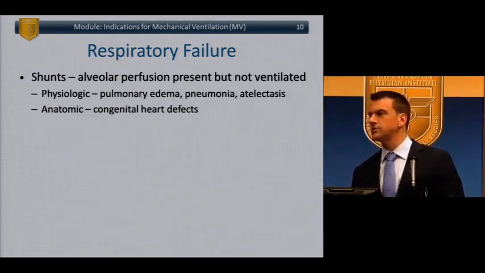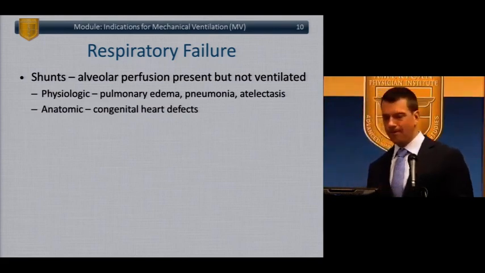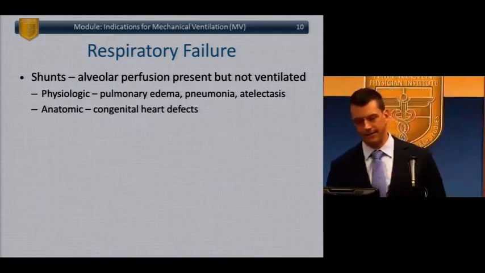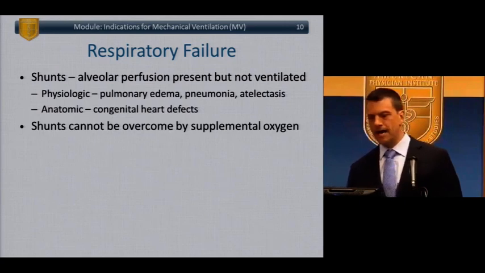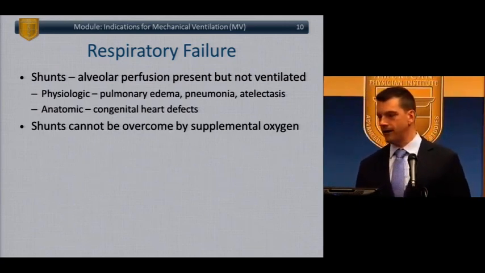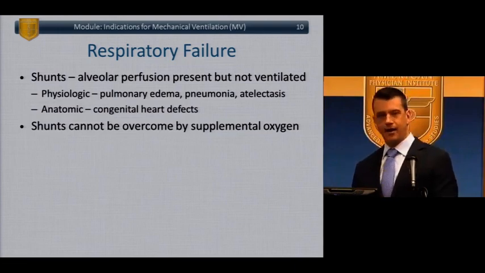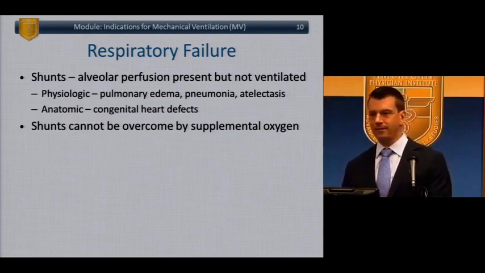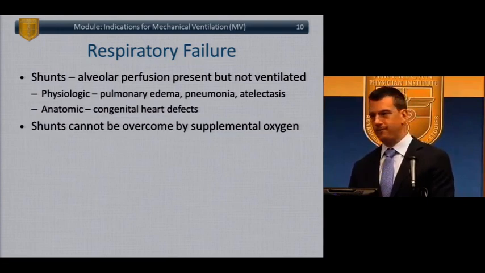So shunts are areas where there's alveolar perfusion, but it's not ventilated. So something is occupying that. You're getting blood there, but it's not being oxygenated. This can be, again, pulmonary edema, pneumonia, atelectasis, and then the anatomic congenital heart defects. Shunts cannot be overcome by supplemental oxygen. Again, the reason for the problem here is that you're not getting any air or gas to that alveoli, so simply increasing the FiO2 and doubling it is not going to help you in a situation where you're not getting that air to the interchange membrane.